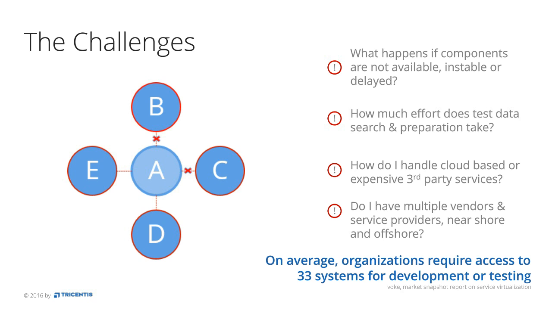How much effort do you have to prepare or search for test data in those test environments? How do you handle cloud-based or expensive third-party services? And do you have multiple vendors, perhaps nearshore, perhaps offshore, that you have to cooperate with? Now think about how many systems you typically need in one of your full end-to-end test cases. We see that typically 20, 30, up to 33 systems are required for a full end-to-end test case. And if one of those systems is not there, you can't do your tests.